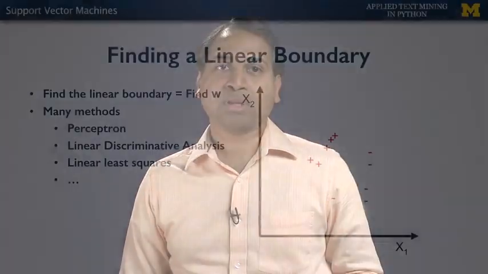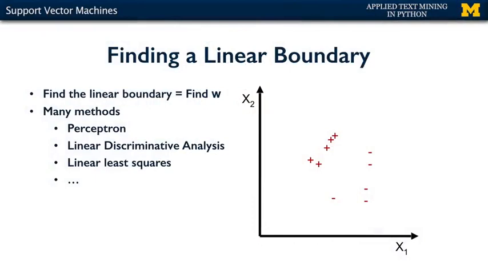And you are going to use a linear function to see which point would be called positive or negative. There can be many methods, perceptron or linear discriminant analysis, or linear least square techniques, and so on. There are many methods to use. And in one particular case, in this case, we are going to talk about support vector machines.